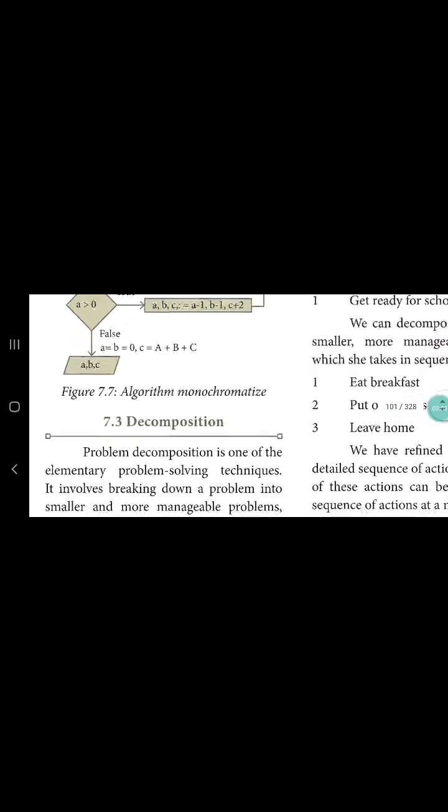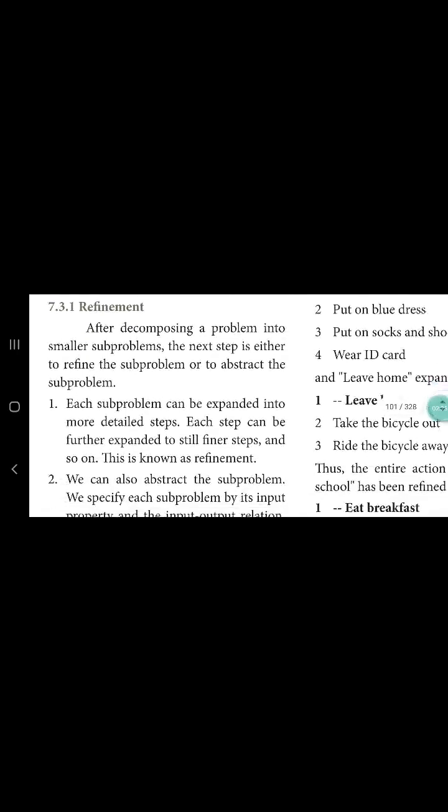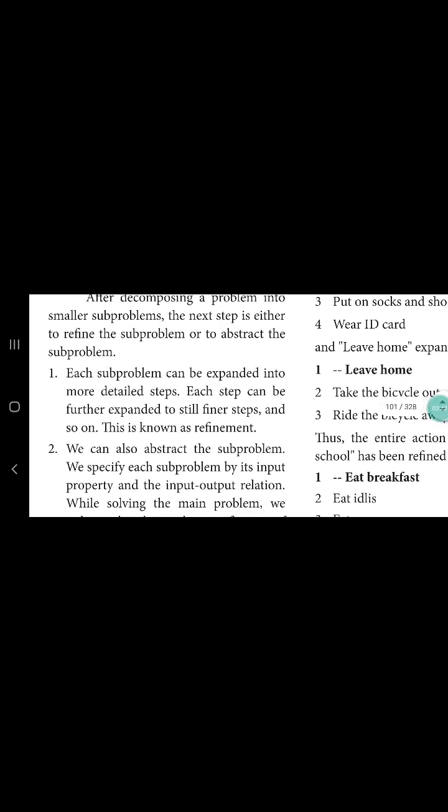Next, let us go to another topic, that is decomposition. Decomposition means dividing the problem into several parts. It is also one of the problem solving techniques. The biggest problem can be divided into small sub problems. That is called decomposition. And refinement: refinement means the smaller sub problems have some detailed steps. For each and every sub problem, the detailed steps, if they are made into still finer steps and so on, that is called refinement. We can also abstract the sub problem.